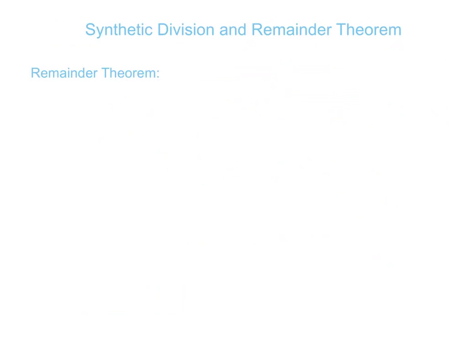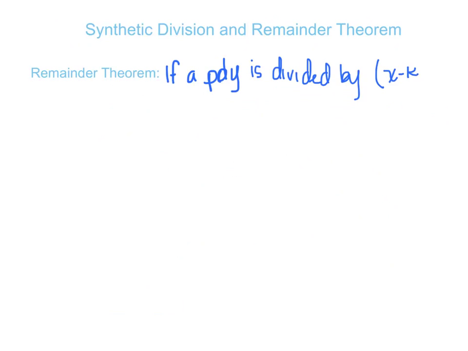The remainder theorem says if a polynomial is divided by x minus k, then the remainder is the function evaluated at k.